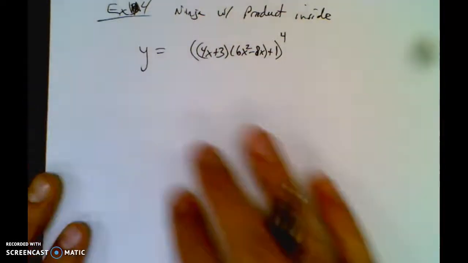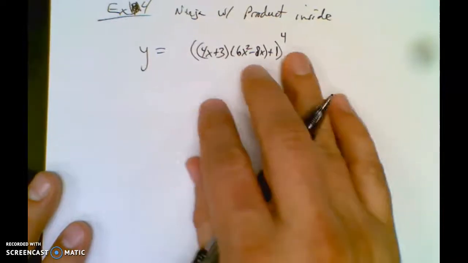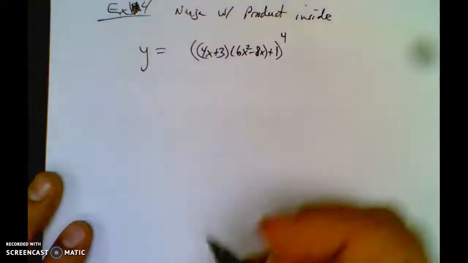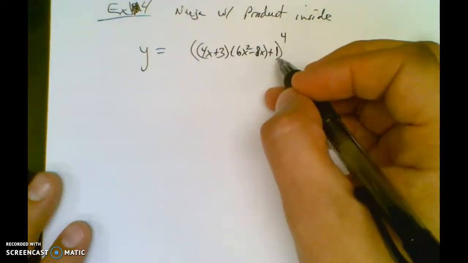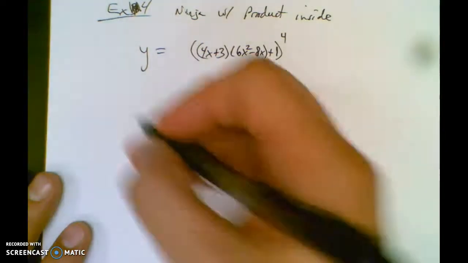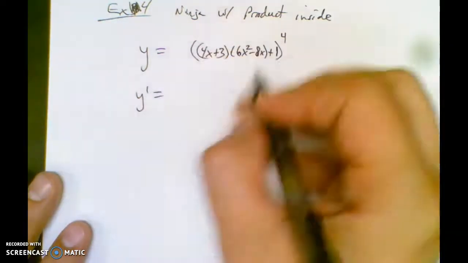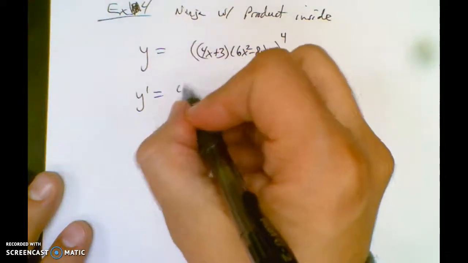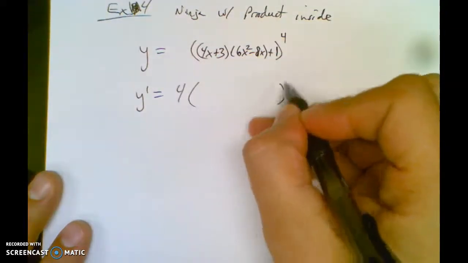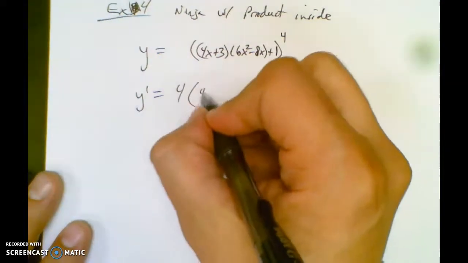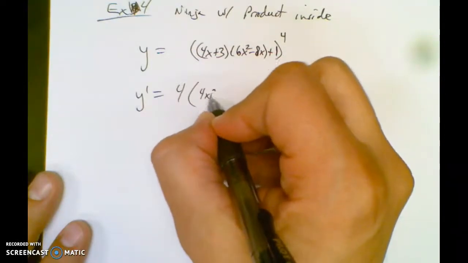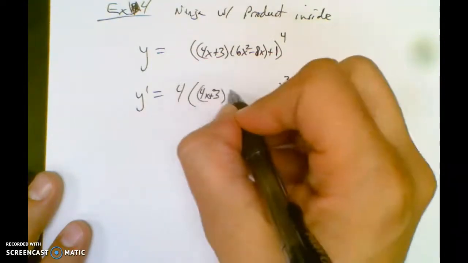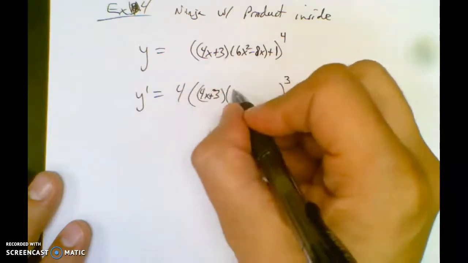Okay, so if I look at this, overall I kind of blur my eyes out and I see just a big old thing to a power. So to me that's a ninja rule. Okay, so how do you treat it? You treat it just like a normal ninja rule. You're like, oh, it's like x to the fourth. So I'm going to go 4 times this monstrosity to the third. Oops, 4x plus 3. Now, could you have FOILed that out? Probably.